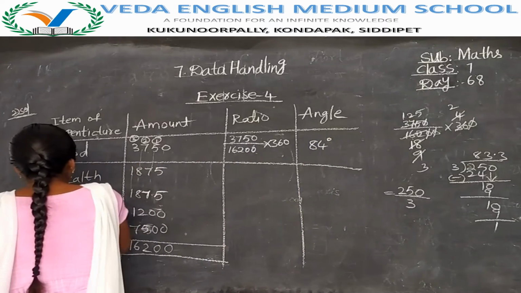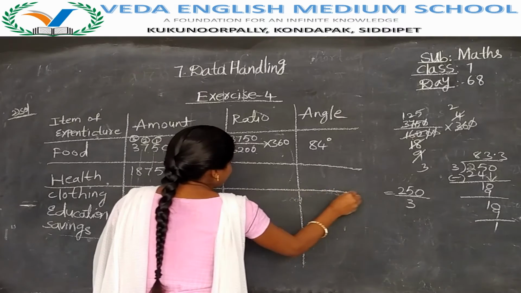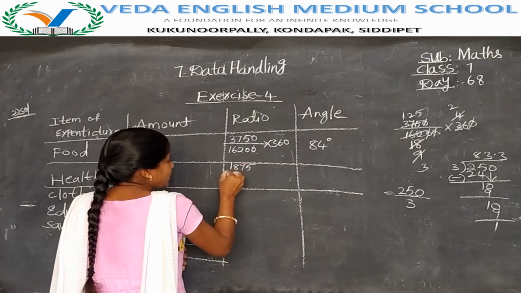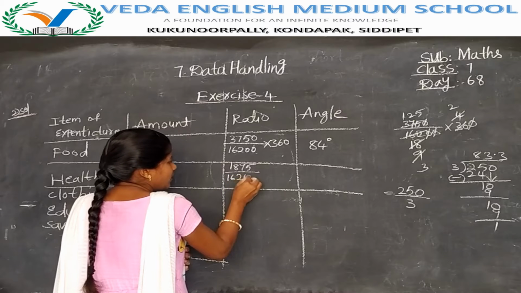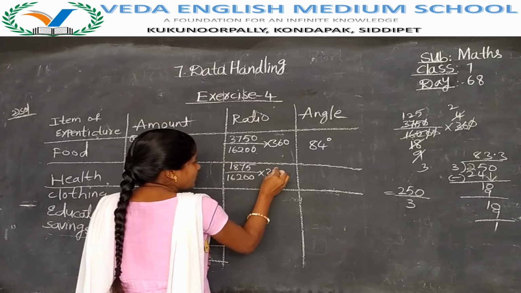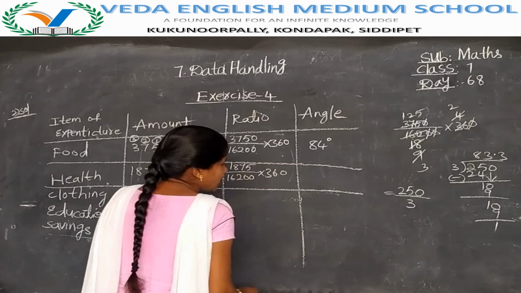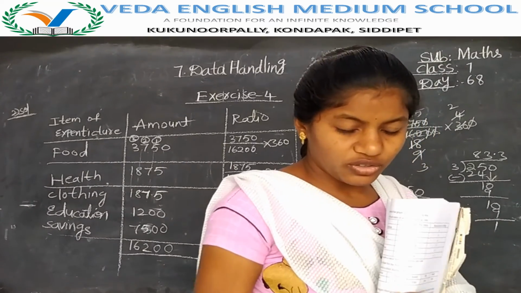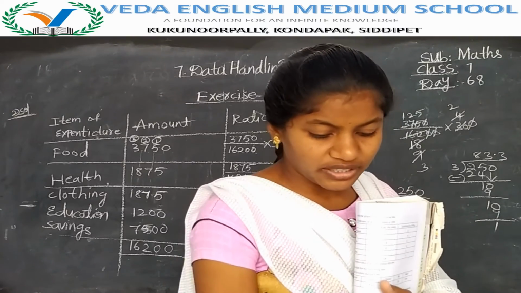So each and everything you have to cut like this, find out the ratio for 20% in the same way. 1,875 by 16,200 into 360. How much will we get by cutting that? Here we will get 76 degrees. How much will we get? So here they will get 42 degrees, I think.